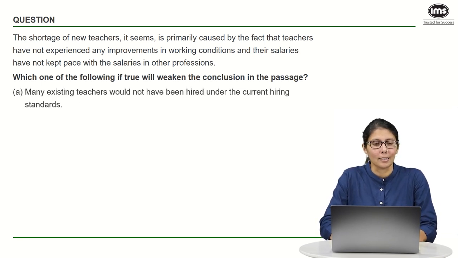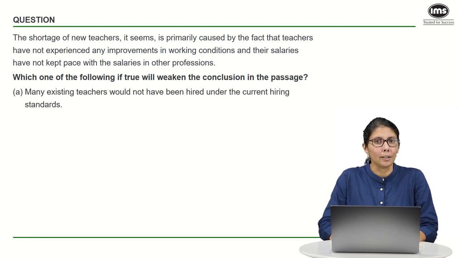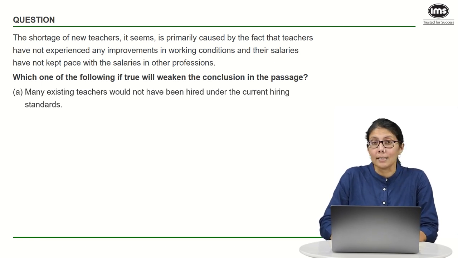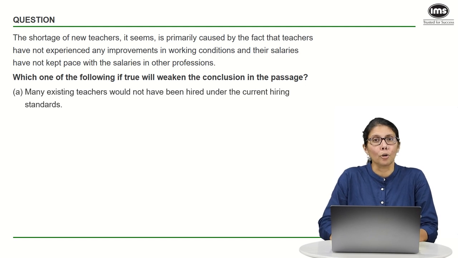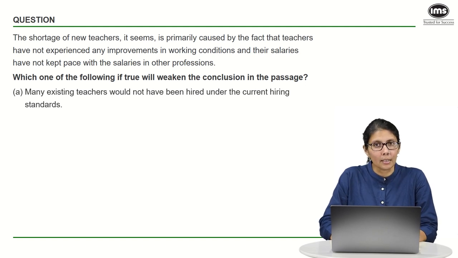The first option here says, many existing teachers would not be hired under the current hiring standards. This seems to suggest that the hiring standards have changed. So, people who are employed right now may not be hired if they were reapplying. But this is not really relevant to what we are trying to do because it talks about existing teachers. It does not talk about the shortage of new teachers. So, this is neither strengthening nor weakening. It is simply irrelevant. We would eliminate this and take a look at the next option.